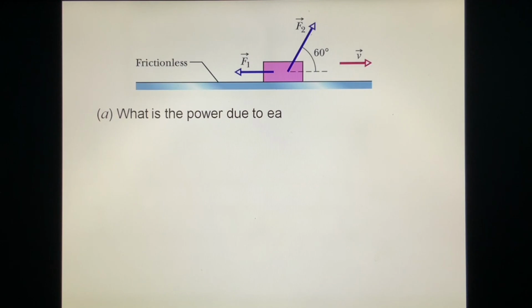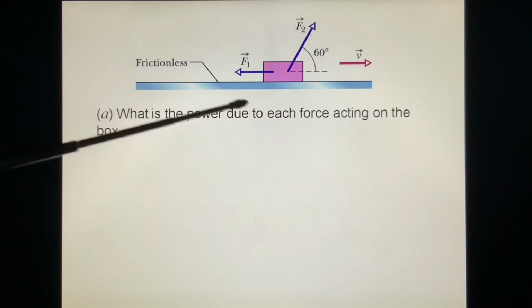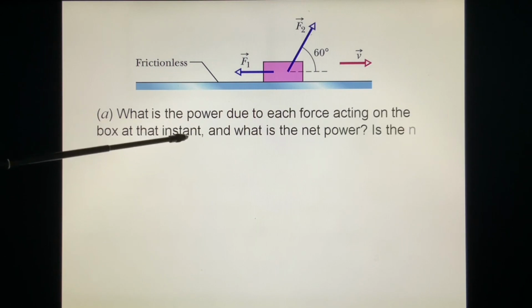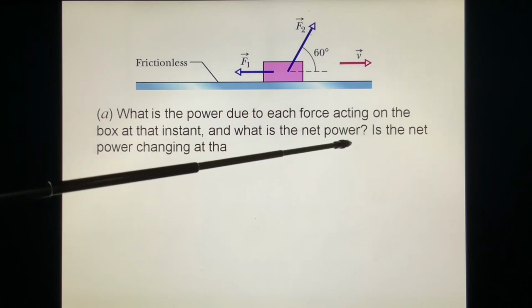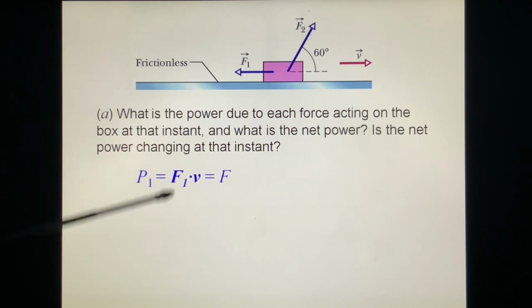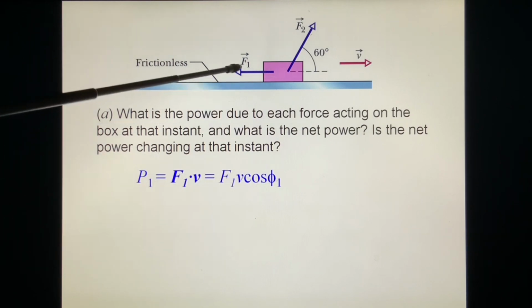Question A. What is the power due to each force acting on the box at that instant? And what is the net power? Is the net power changing at that instant? Okay, we start from the definition. Power 1 is F1 dot v, which is F1 v cosine phi.